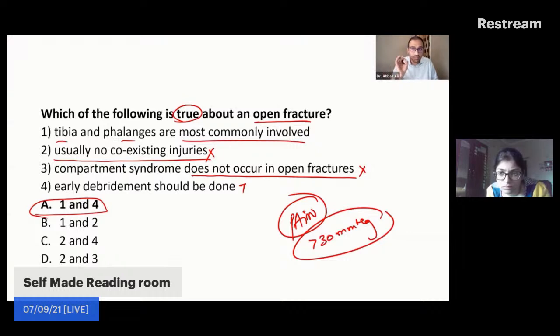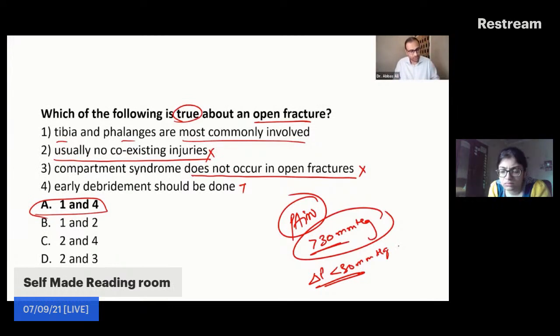Now another criterion is the difference between the intracompartmental pressure and the diastolic pressure. That is known as the differential pressure. So please remember carefully: a differential pressure of less than 30 and an absolute pressure of more than 30. This should be clear in your mind. This one you should know.